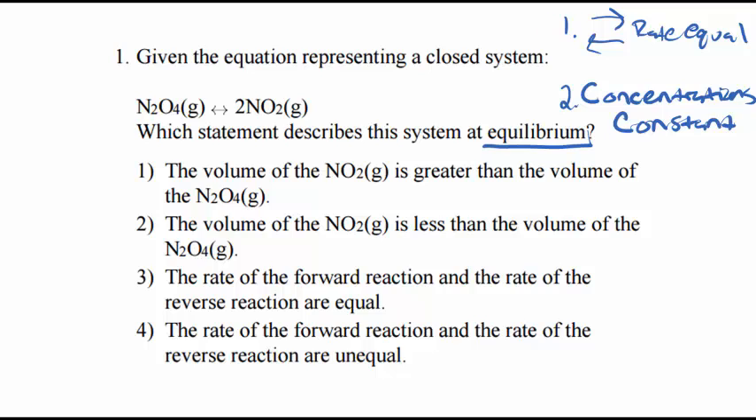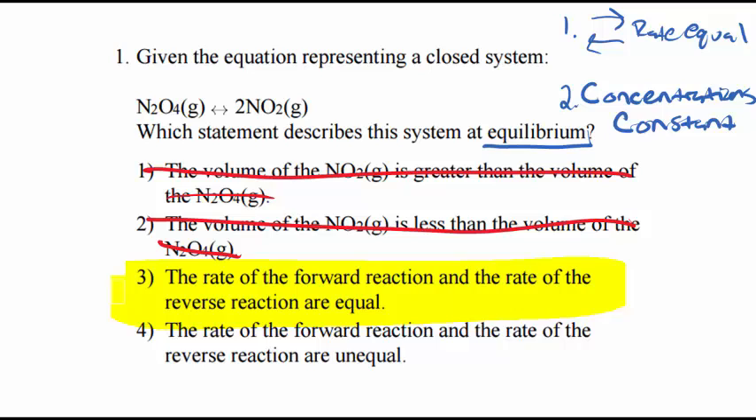Okay, so if I look at my first choice here, the volume of NO2 is greater than the volume of N2O4. We have no way of knowing that, and we don't need that for equilibrium. Second one, the volume of NO2 is less than the volume of N2O4. Once again, we don't need that for equilibrium. We don't know that. Choice 3 says the rate of the forward reaction and the rate of the reverse reaction are equal. And that is part of our definition of equilibrium. Forward and reverse reaction rates are equal. Choice number 3 is correct.